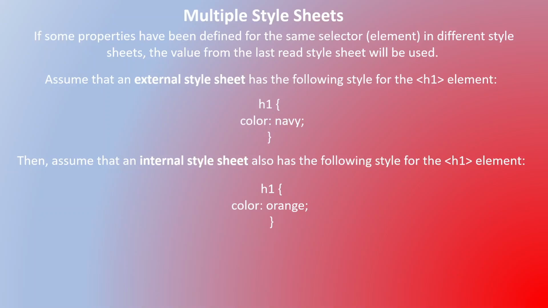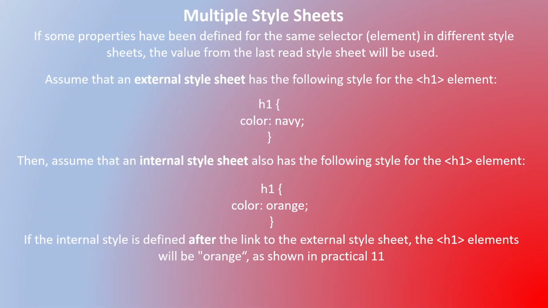So here in both of the examples, you can see that we are talking about the H1 heading. And for both of them, we are using two style sheets. One is internal, one is external. And in both the sheets, we have given different colors. Now, which color will be applied to that particular text? We need to understand that.